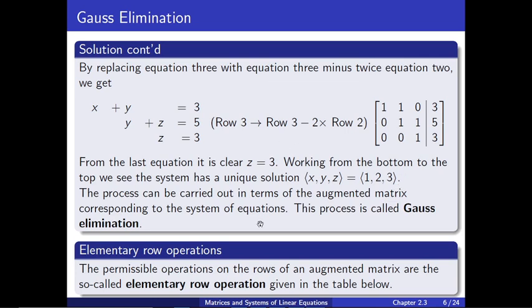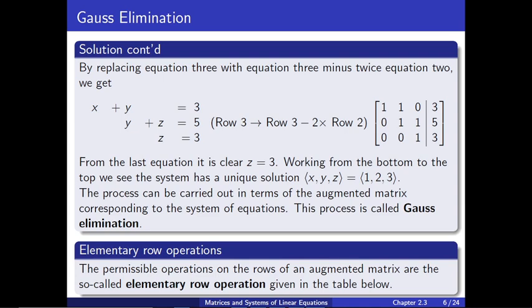And the process can be carried out in terms of the augmented matrix corresponding to the system of equations. And this process is called Gauss elimination. So what it's saying is, whatever we did here, we can just do that on the augmented matrix. And once we get to this form, we can see that this is the coefficient of the last unknown, so z is equal to 3. So without having all this, we can do the operations that we did and get to here, and then conclude that z is equal to 3, and then solve the system, right? This process that we did is called Gauss elimination. We are going to talk about it in a bit more detail, but that's pretty much the steps, right?